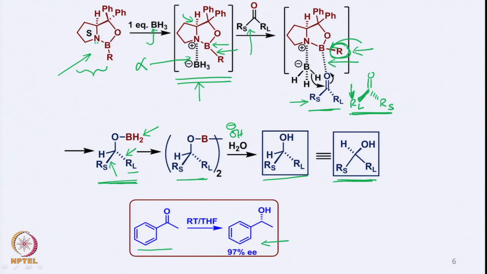So as we can understand, the borane would reduce the ketone unless it is activated to make it a nucleophilic reducing agent, and that is exactly what is done by this oxazaborolidine by modification. Now here we have a negative charge on the boron, and thus the reduction of the ketone occurs via this kind of chelation. So this is a very nice method where only a catalytic amount of a chiral ligand is used and one equivalent of borane is used as a reducing agent.